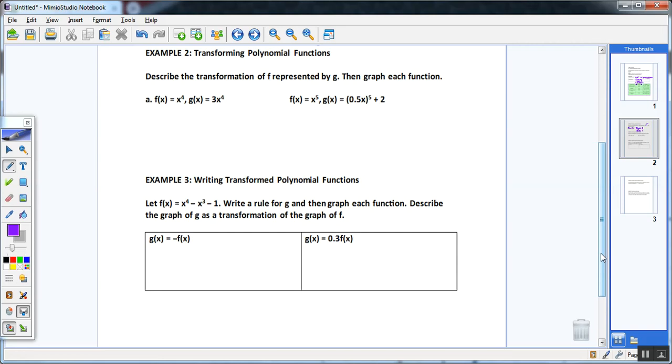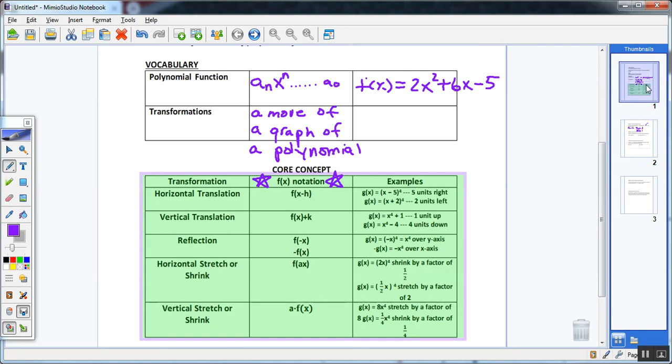Letter A says f of x is equal to the function x to the fourth. All of a sudden, x to the fourth became 3 times x to the fourth. You multiplied that whole function by 3. Anybody have a thought on how x to the fourth is going to transform to turn into 3x to the fourth? Yeah, it'd be a vertical stretch of 3. If I took the original function f of x and multiplied it by a value out front, well, a is bigger than 1, so it would be a vertical stretch.